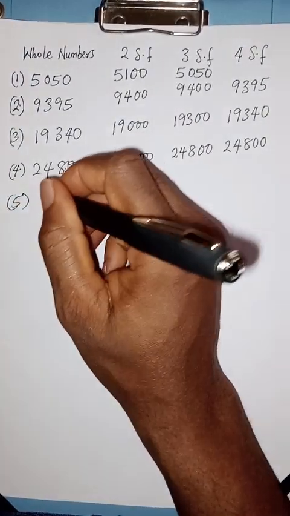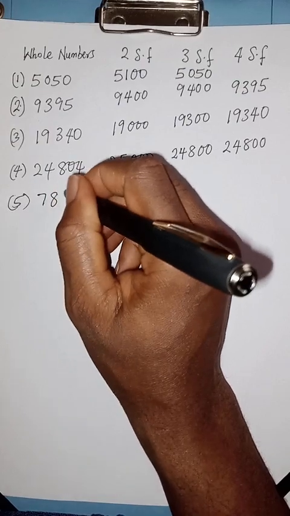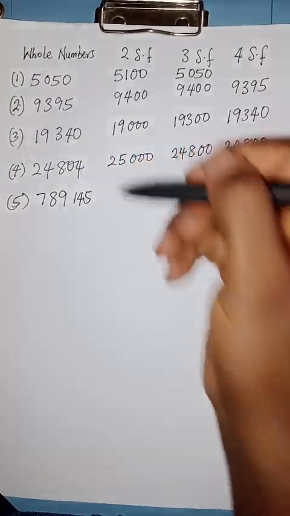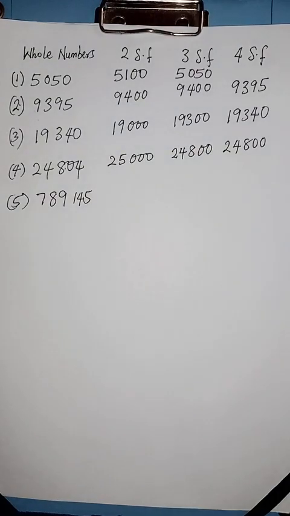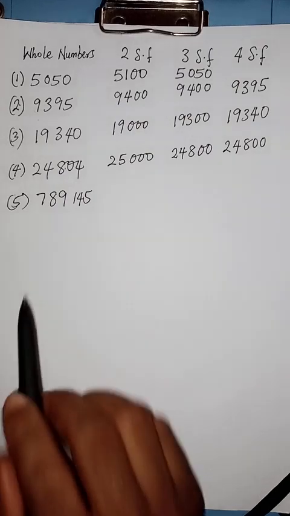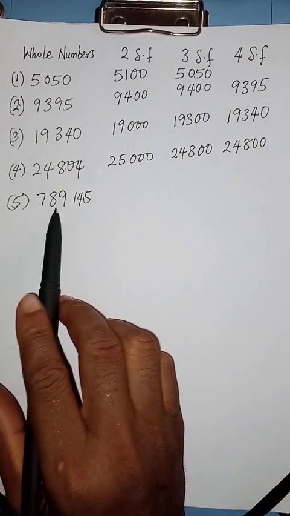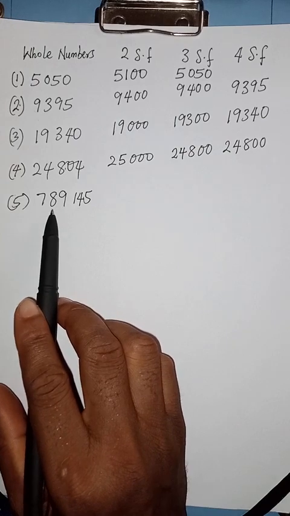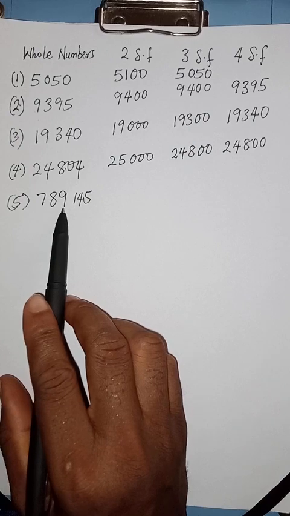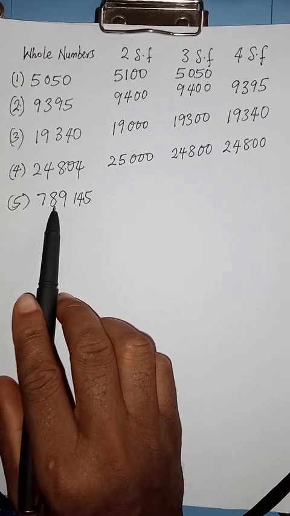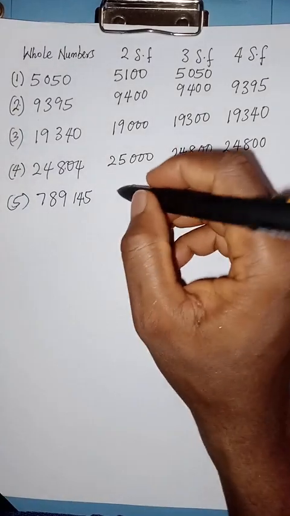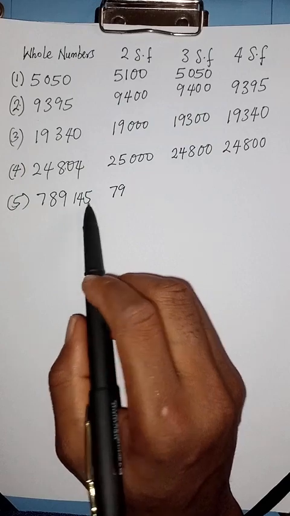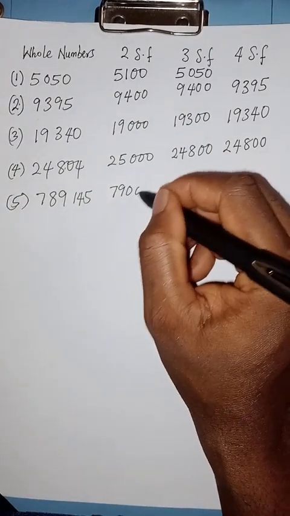I have 789,145. Now I'm writing this to two significant figures, which is 78 are the two significant figures. Now I have to check the digit after the second significant figure. Yeah, that's nine. So I'm rounding up by adding 1 to 8. And when you do that, it becomes 79, then convert every other digit to 0, 0, 0.